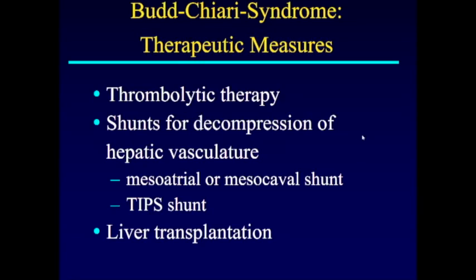Some of the therapeutic measures in Budd-Chiari syndrome include the beginning of thrombolytic therapy, shunts for decompression of the hepatic vasculature. In the past, we had surgical mesoatrial and mesocaval shunts, and then in the last few decades, these patients have been successfully treated with TIPS shunts, and ultimately, these patients might need liver transplantation.